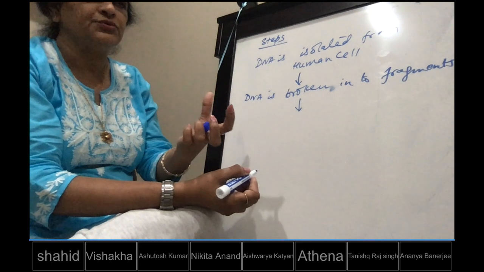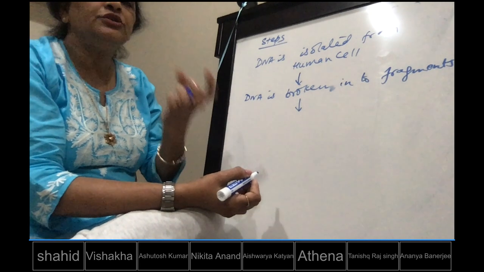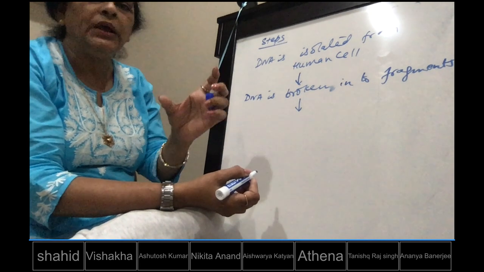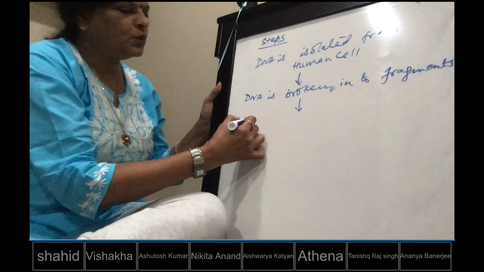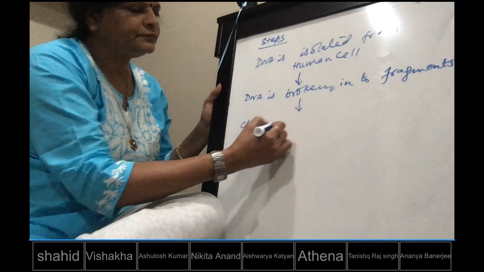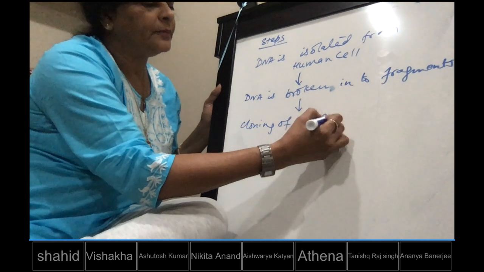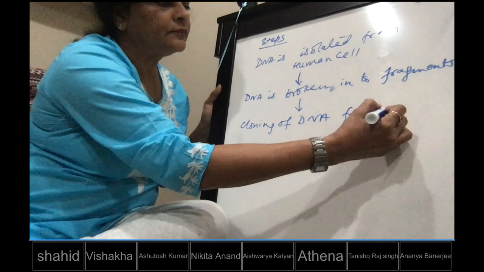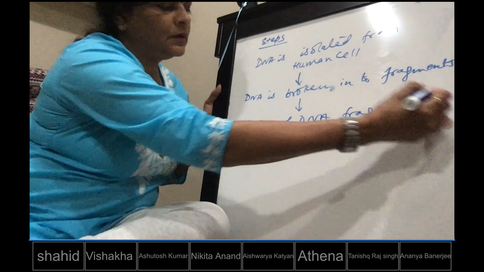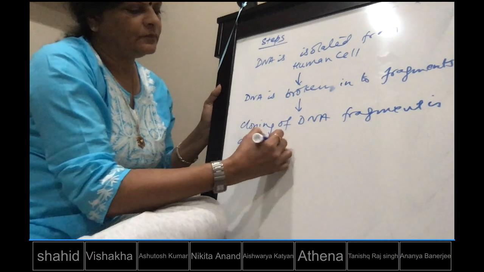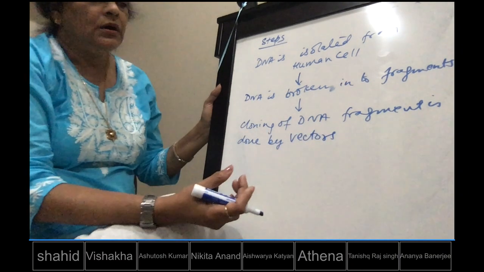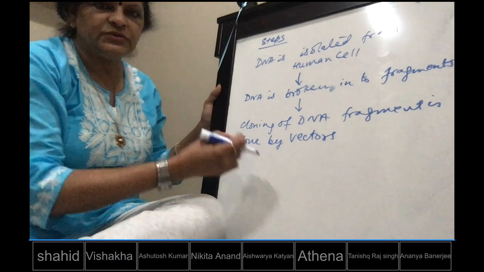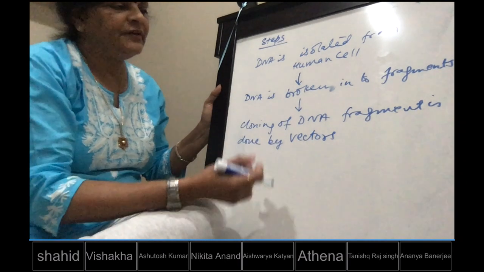Amplification of DNA has to take place. And amplification of DNA is done by cloning, making identical copies. So cloning of DNA fragment is done by vectors. Cloning vectors hota hai. Vectors are basically carriers which will carry the DNA.